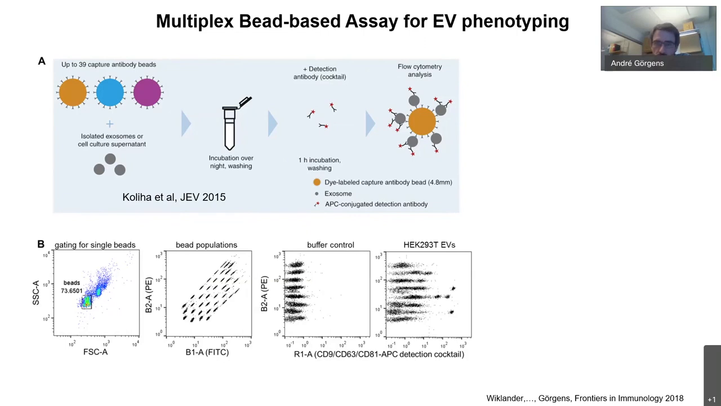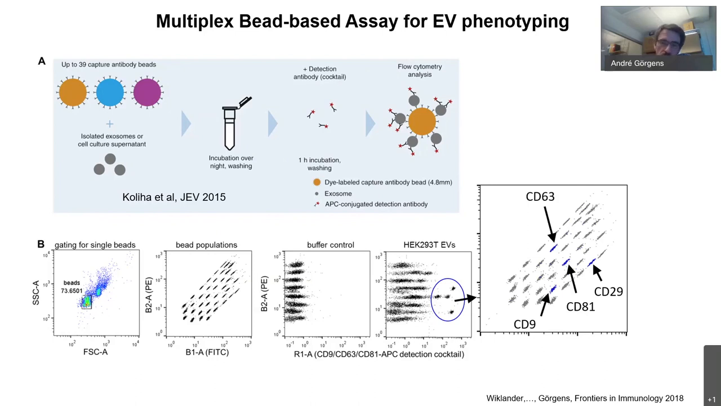So you see already an example of what you can get if you run that at a flow cytometer. In this case, we just used this method with the HEK293T conditioned medium, and then you will get some bead populations that are shifting quite a lot, and you can see the top candidates are marked here that can then be identified in the multiplex bead view.